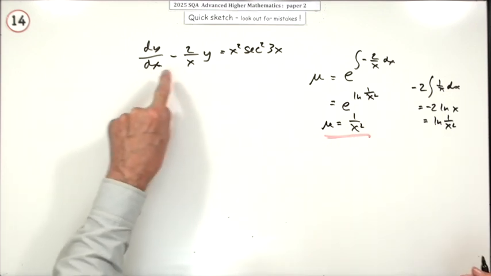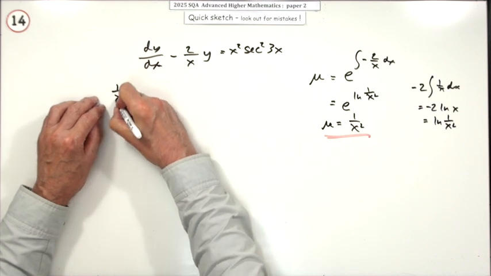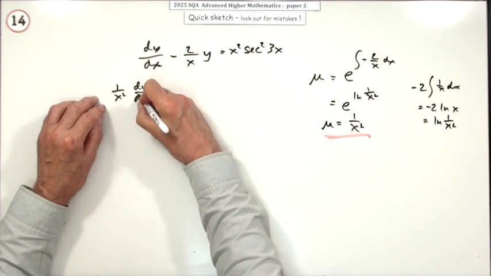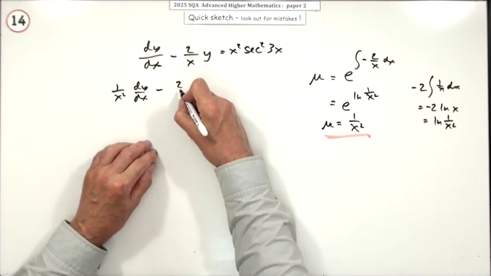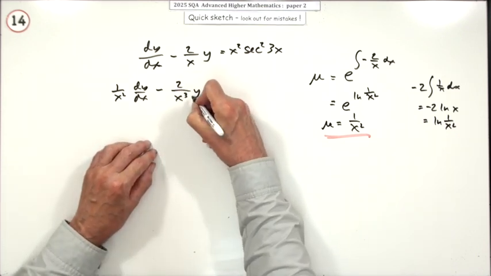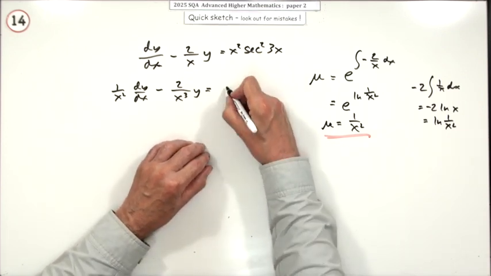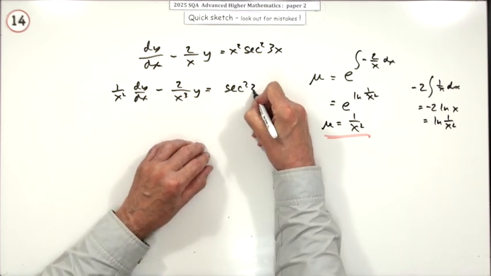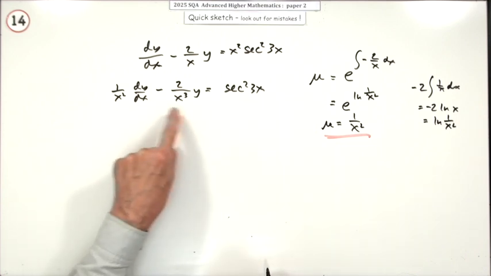Now if you apply that to this, multiply them by it, what you'll get is this. The first part will be 1 over x squared dy by dx minus, now multiplying that, it's going to be minus 2 over x cubed y, and that'll just knock out that x squared there, will equal sec squared 3x. So at least that's gone down a bit. See, that's the right pattern now.